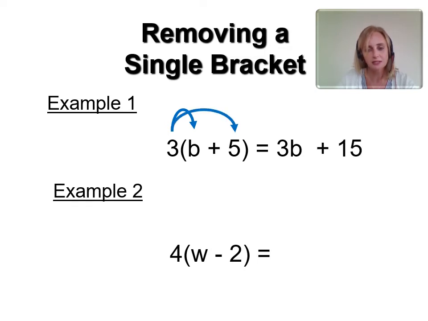Notice I'm saying plus. It's good to get into that habit because it tells you the sign that you're putting down there. So if we look at example 2, we've got w minus 2 in the bracket, and on the outside we've got a 4. So 4 times w is 4w. But then 4 times minus 2 is minus 8. So that's going to be 4w minus 8.